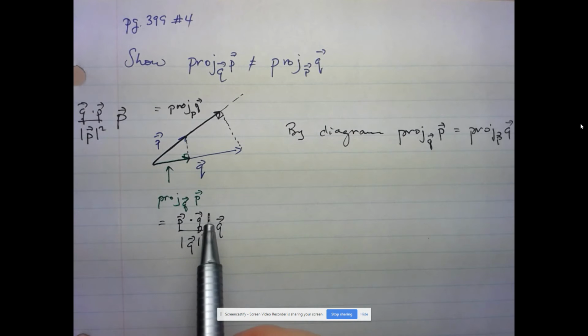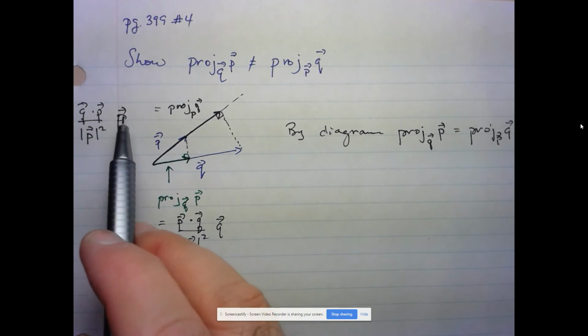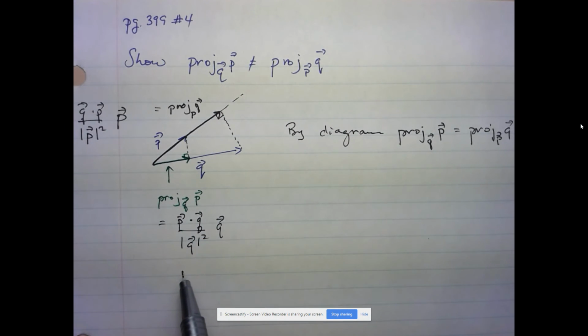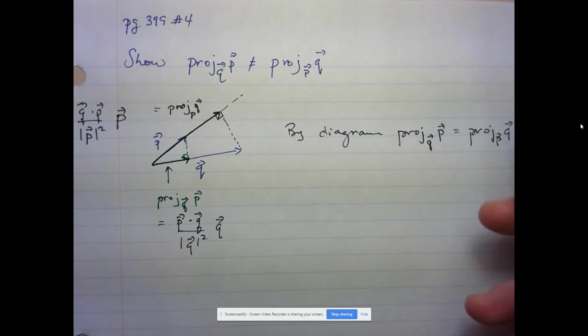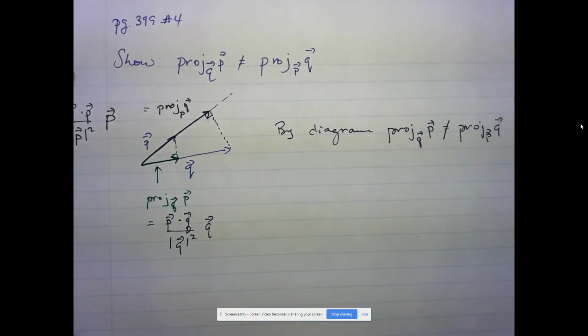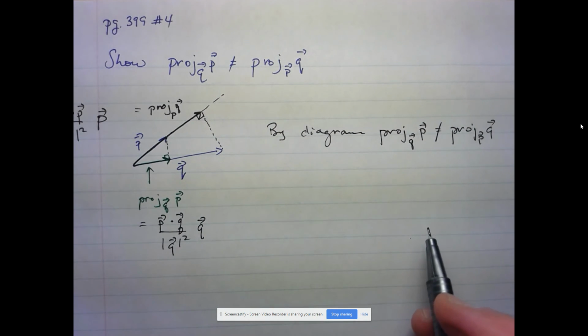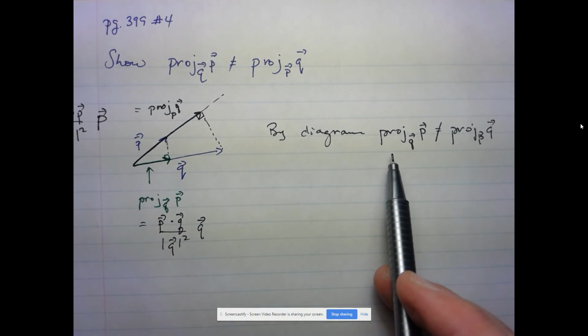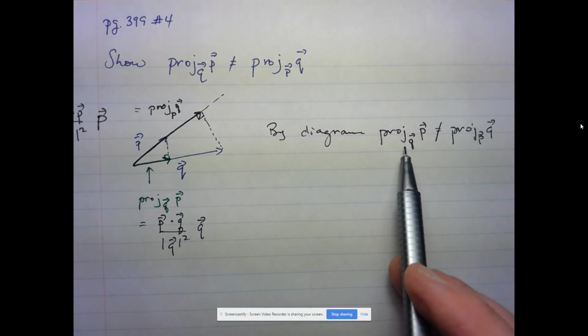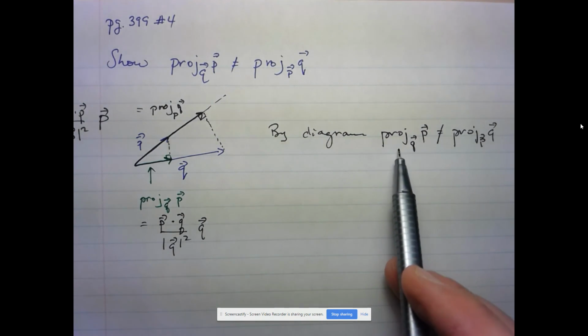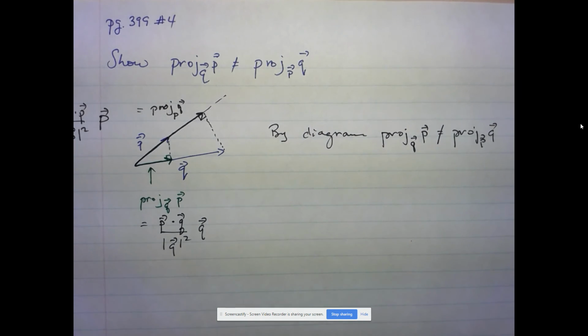Okay, so this diagram here and the actual definitions for these projections show us that the projection of p onto q is not the same as the projection of q onto p. So in other words, this operation of taking a projection of one vector onto another is not commutative. So the order in which I do it does matter. Okay, that's it for this one.